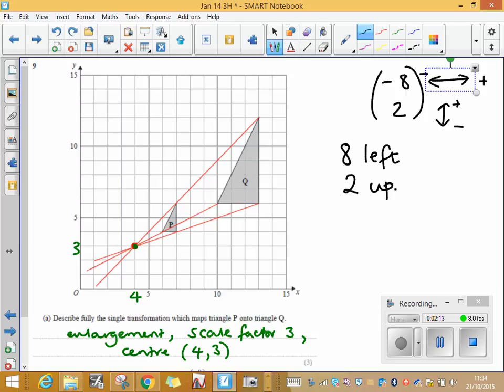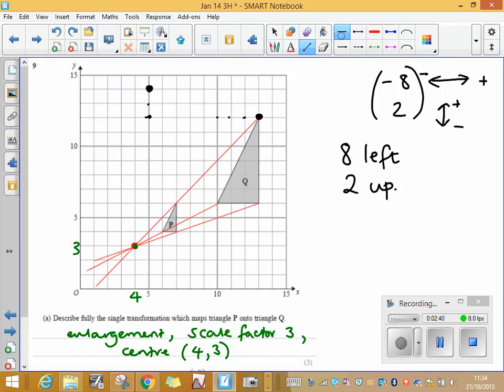Now the easiest way to do that, we're going to do it with Q, is to take 1 corner of Q. I'm going to choose the top right hand corner and I'm going to move that corner 1, 2, 3, 4, 5, 6, 7, 8 to the left, which takes it to there, and then 2 up, which is going to go to there. So that top right hand corner of Q, which was there, is now here. I don't need to move the other corners, I can just draw in now the rest of the shape.